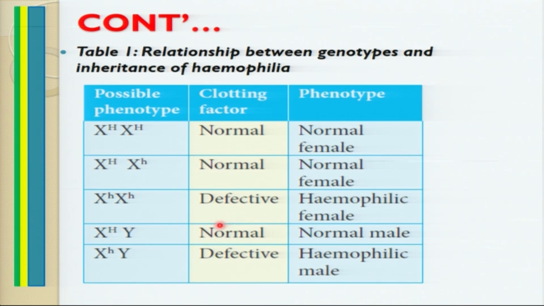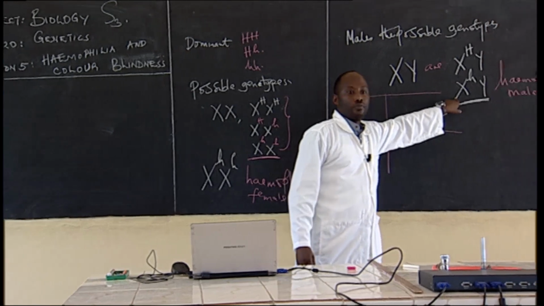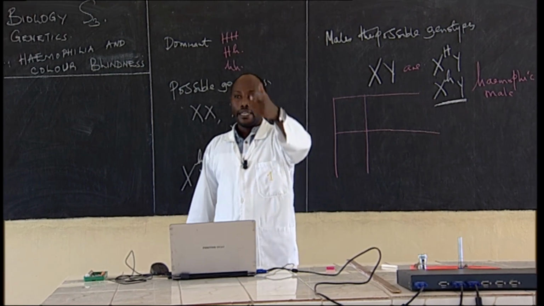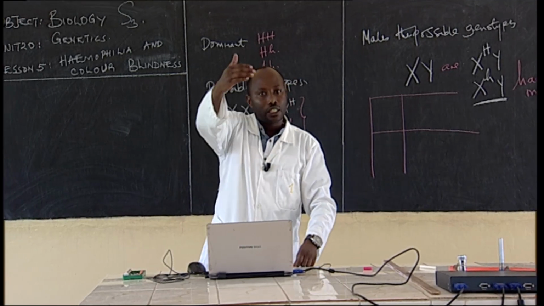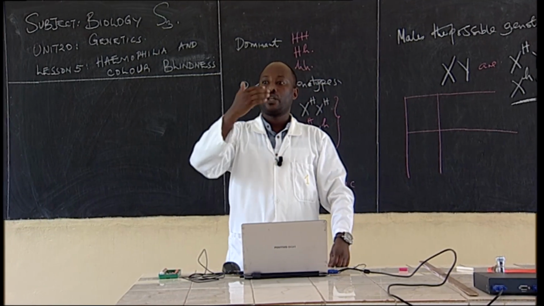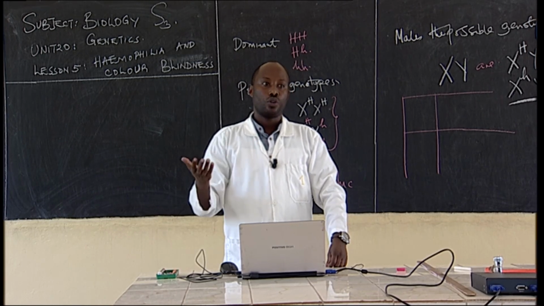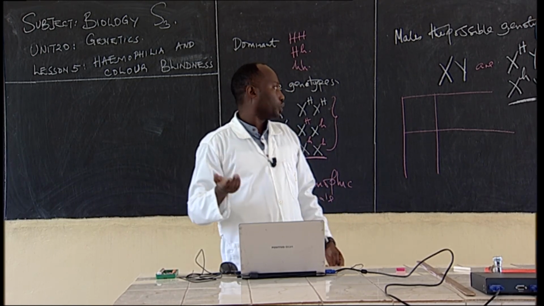I have a man who is X, H capital, and Y. This man, or this boy, is normal. This one is a normal male or a normal father. But when you have X, H small here, you have a defective, a disorder of bleeding without clotting. All these hemophilic disorders are conditions a person can inherit from the father, because we can make a possible genotype, so we're going to do it maybe next time.